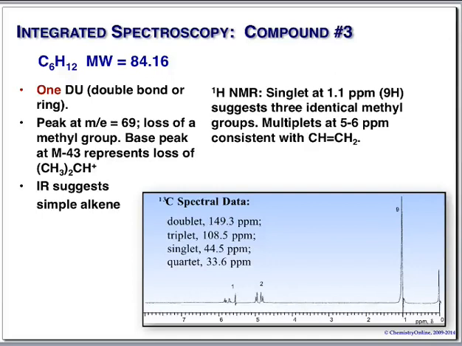All right? How can you tell that there are 3 of them? Well, it's 9 hydrogens. 3 times 3 is 9.